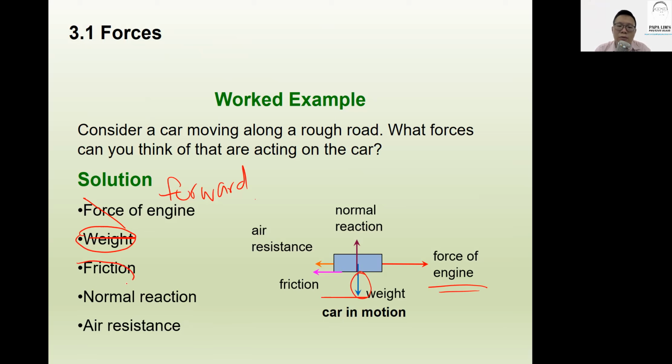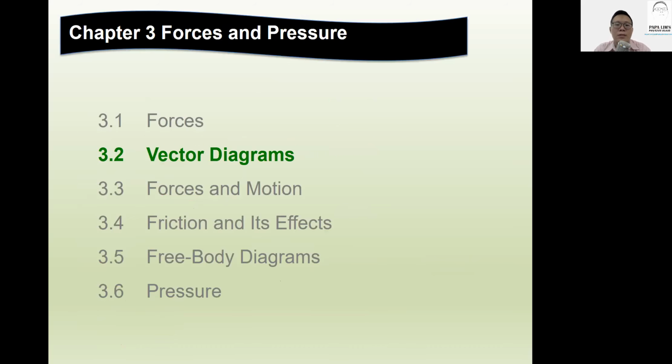And of course, we will have friction, which exists along the tires, and we will have air resistance. And last but not least, because our tires are touching the ground, the ground will exert a force onto the tire, which is what we call the normal reaction force. It's like action and reaction forces. So these are the possible forces that can act on a body in motion. These are some simple examples that we look at.